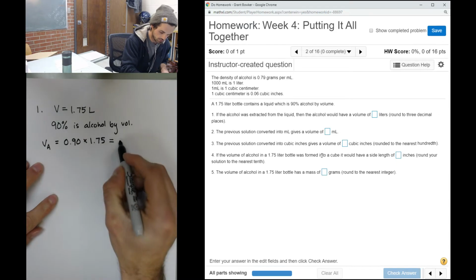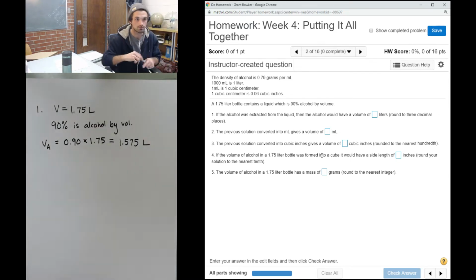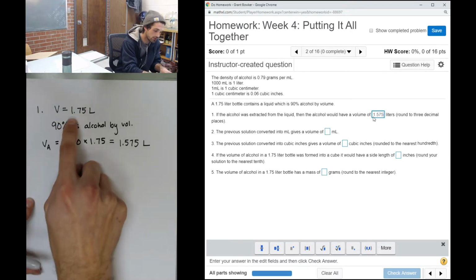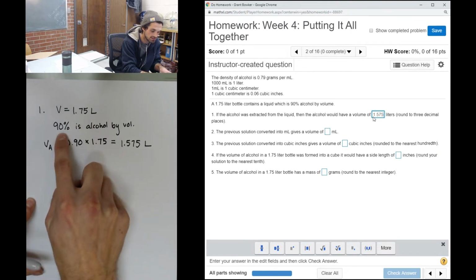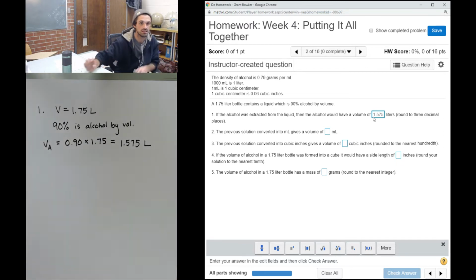That gives us 1.575 liters. So if the alcohol was extracted from the liquid, then the alcohol would have a volume of 1.575. Round to 3 decimal places. Okay, so we're all good there. Again, the whole idea here is we're going to extract the alcohol from this bottle, which is 90% of the volume, and then take this volume and form it into a cube and determine the side length and the mass of that cube.